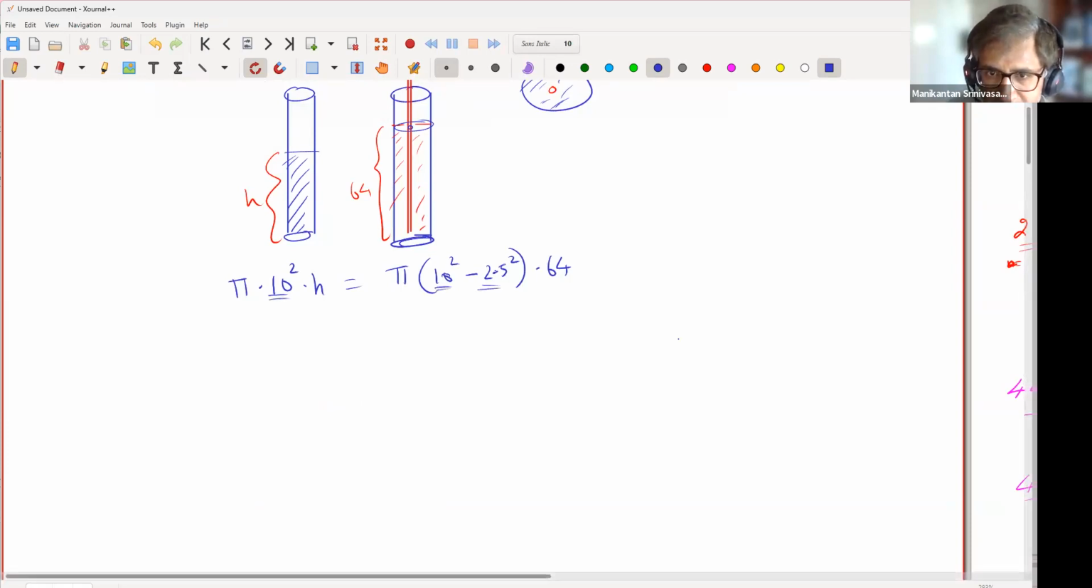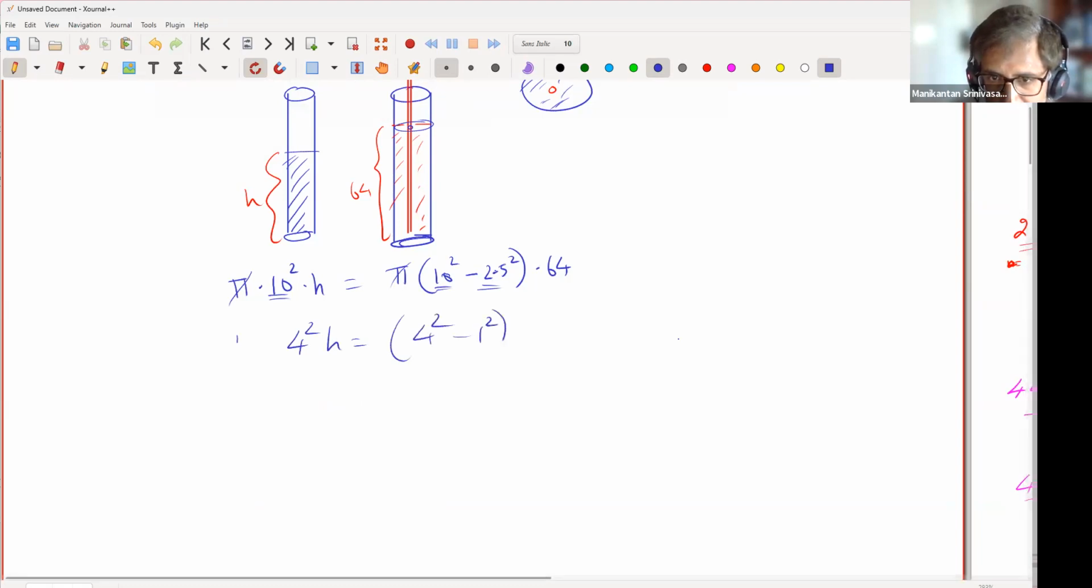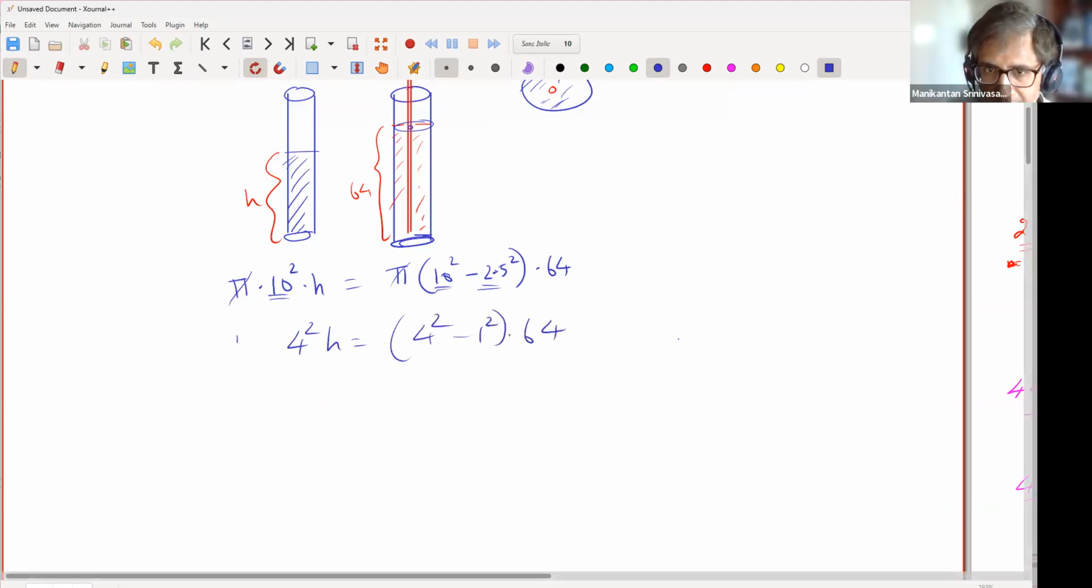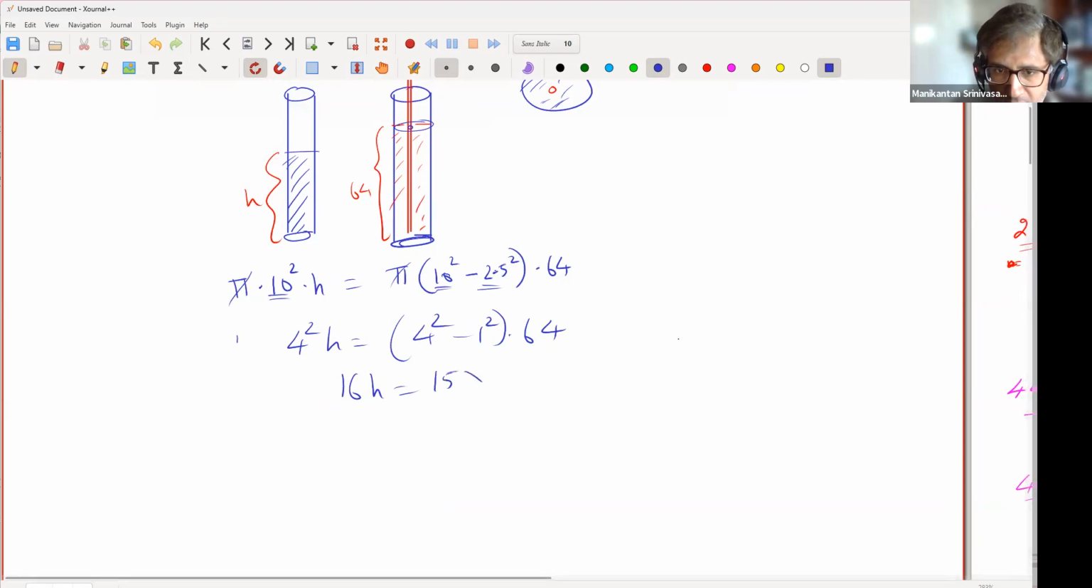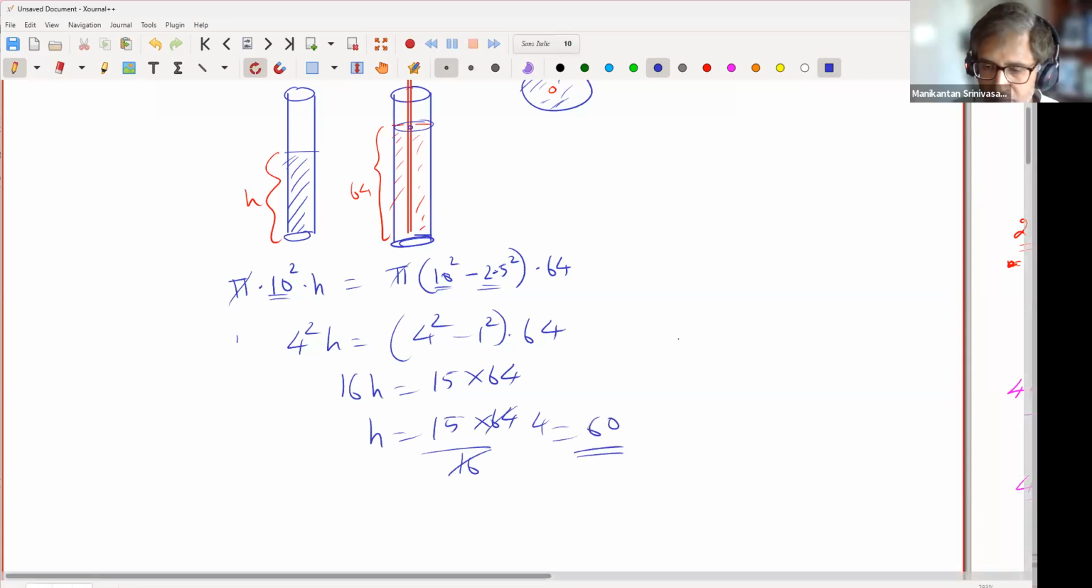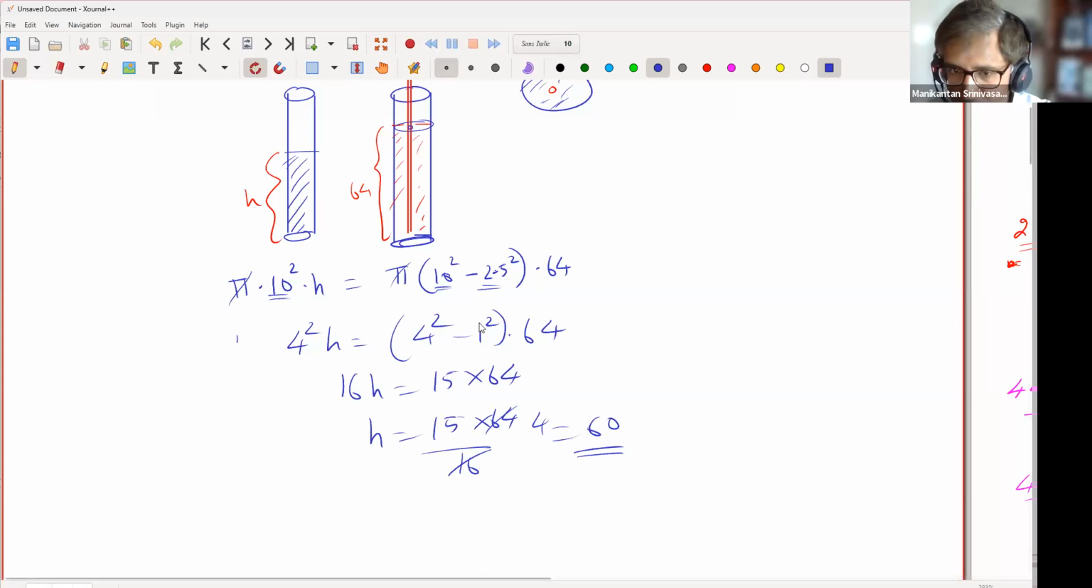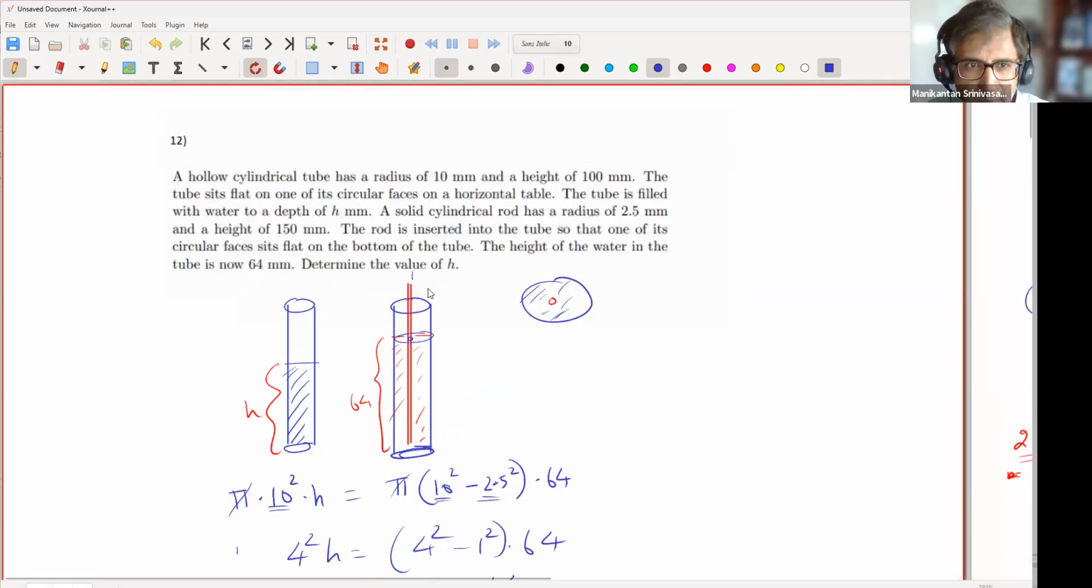So 10 is 4 times 2.5. So I can just say 4 square times h equal to 4 square minus 1 square times 64. The ratio is 1:4 from 2.5 to 10. That's all that matters. So 16h equal to 15 into 64. So h is 15 into 64 by 16, which is 60. Okay, sounds good. And then I think there's only one problem left, right?